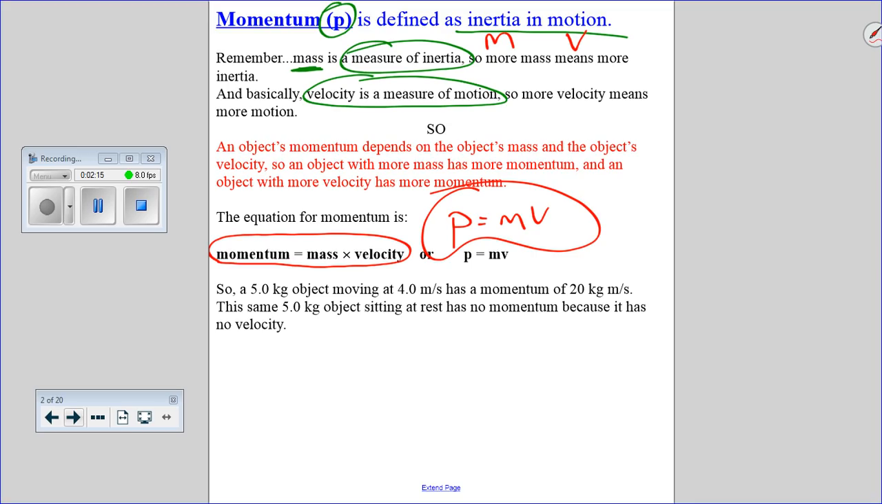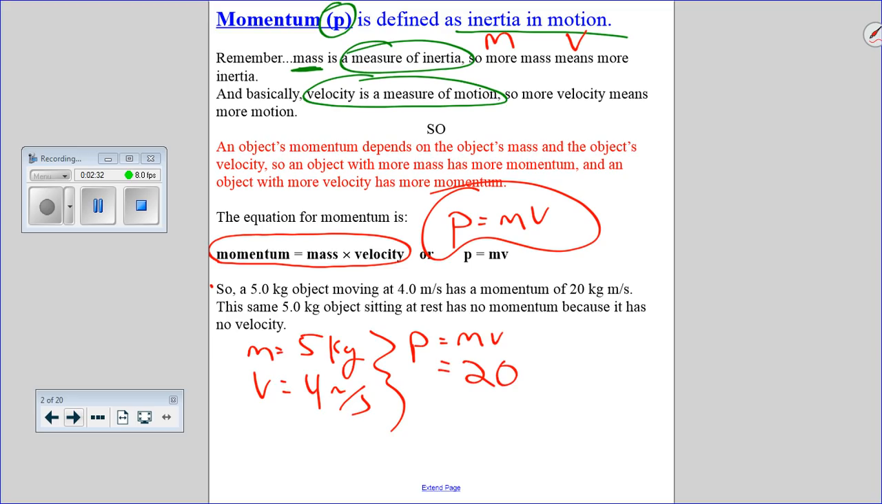So, for example, here we go. We've got this 5 kilogram object. Our object has a mass of 5 kilograms, and it's moving along at a velocity of 4 meters a second. Based on that, we can calculate its momentum. Momentum is mass times velocity, so 5 times 4 gives you 20. The units you get are kilograms times meters per second, which we say as kilogram meters per second. So there's the momentum.